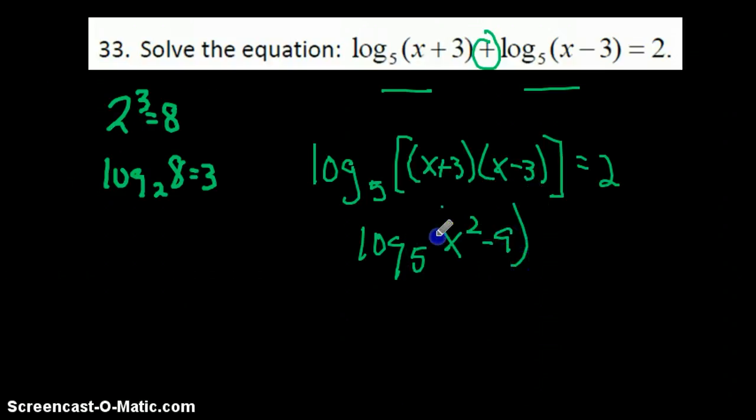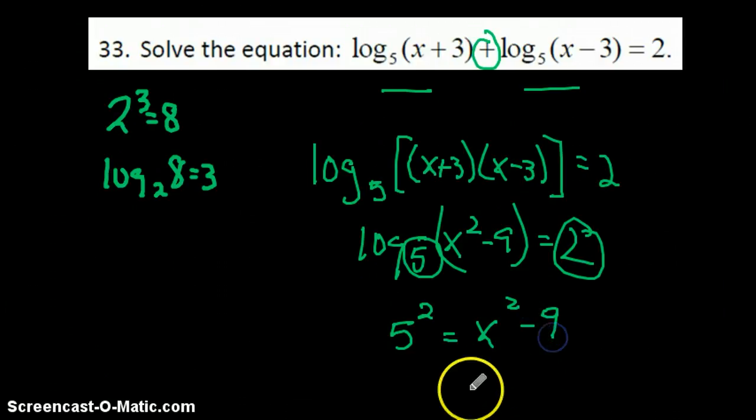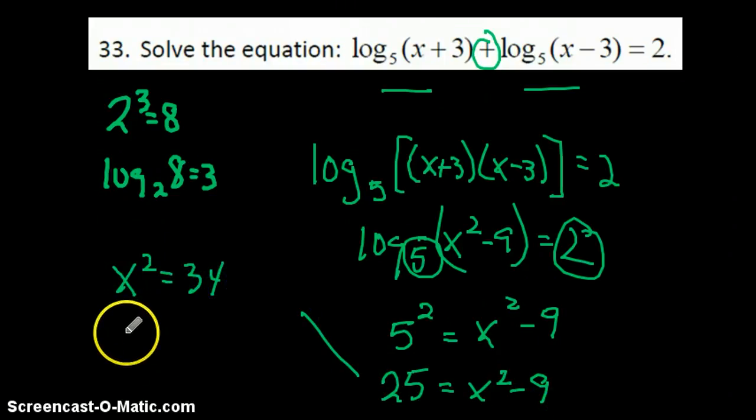Uh-oh, I'm stuck. All right, so whenever you're stuck, shut a window, open a door, or shut a door, open a window. So the base is what? 5. The power is 2. And the number is x squared minus 9. So this is 25 is equal to x squared minus 9. Move that over here. x squared equals 34. And then, because we just added 9, x is equal to plus or minus radical 34.